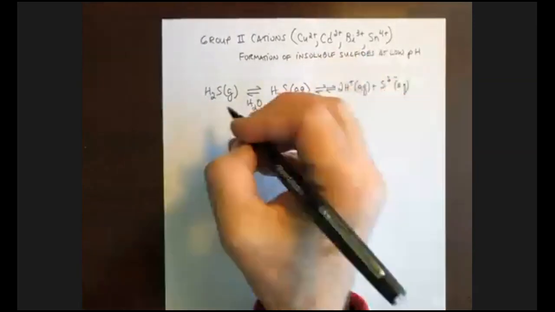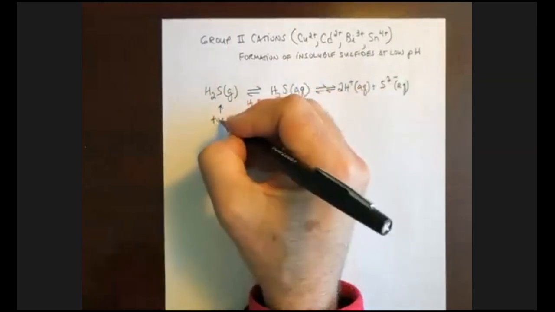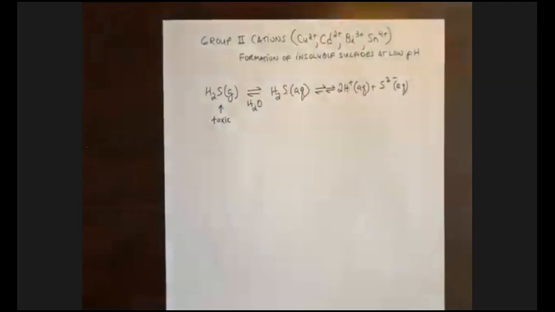Here's the problem. Hydrogen sulfide gas is pretty toxic. If you carry out this experiment in the lab, you will realize you'll have to work in the fume hood. Otherwise, the fumes can be very annoying. It's a very foul-smelling substance. So what we do is, instead of using hydrogen sulfide directly, we use a different compound to generate the sulfide ions. We use a compound called thioacetamide.